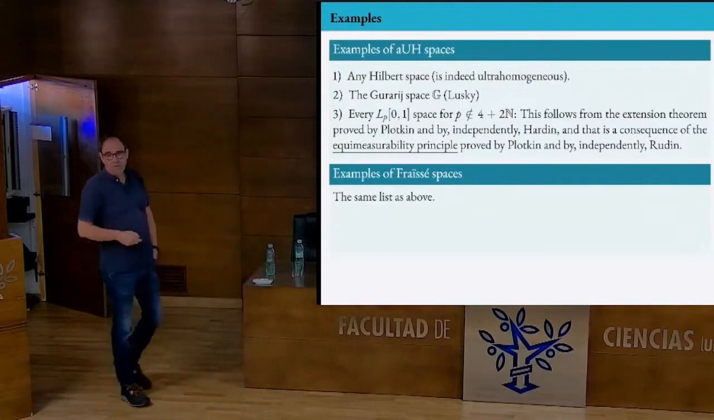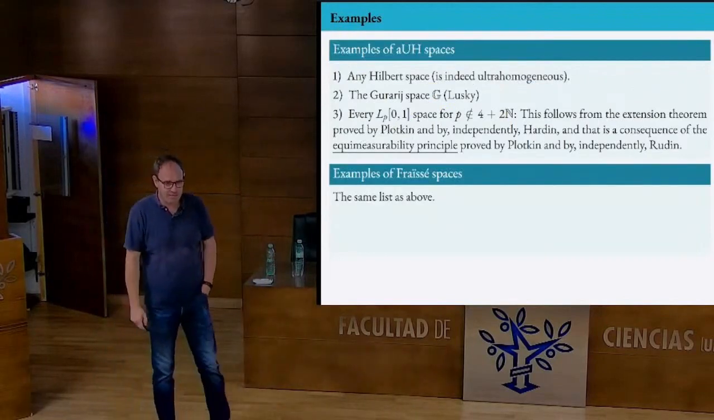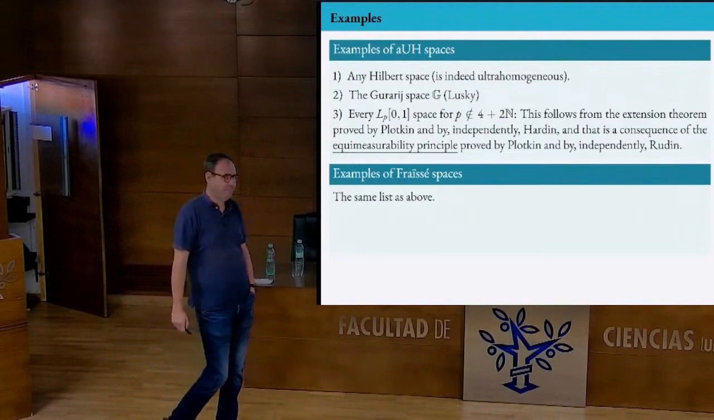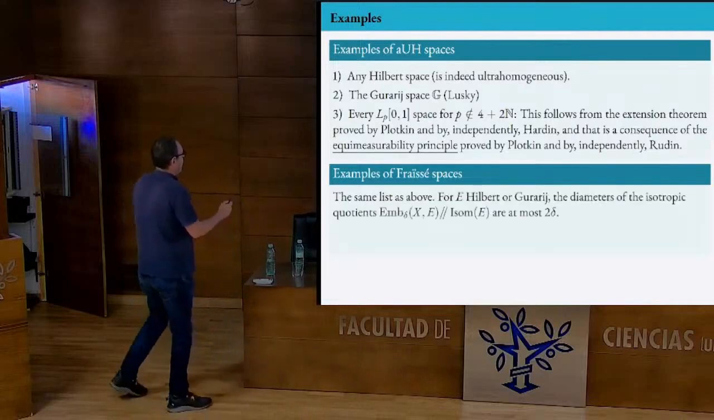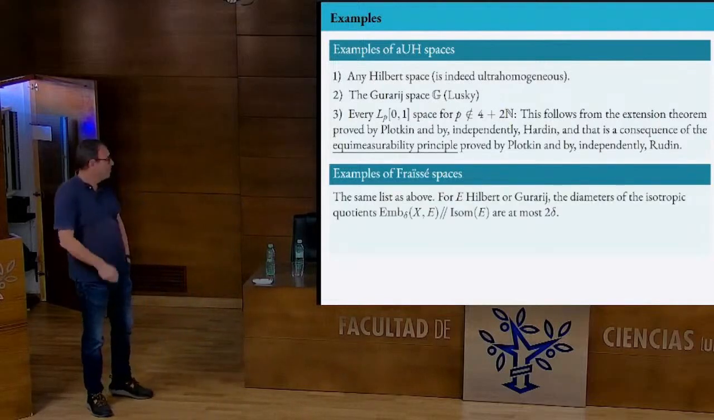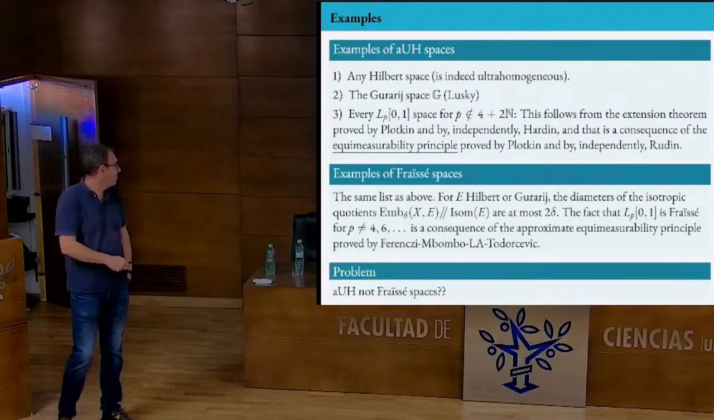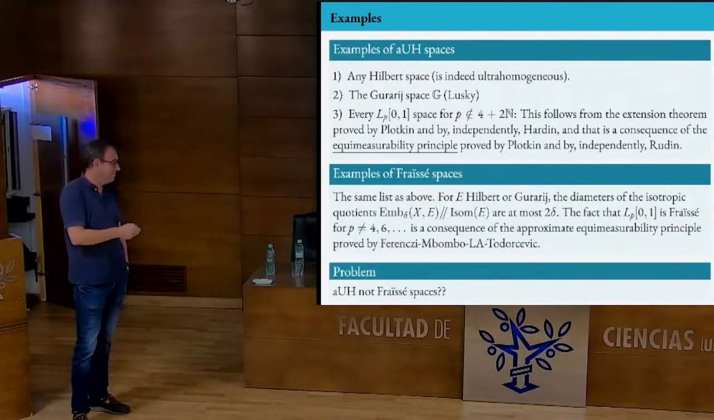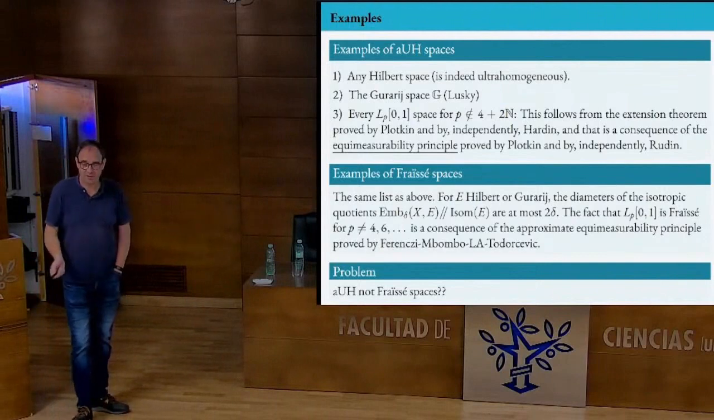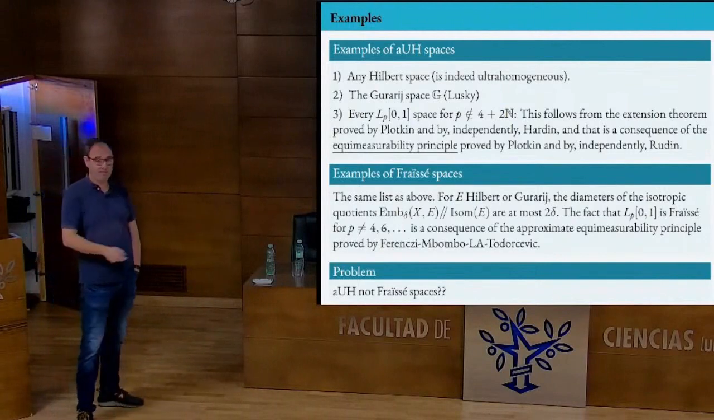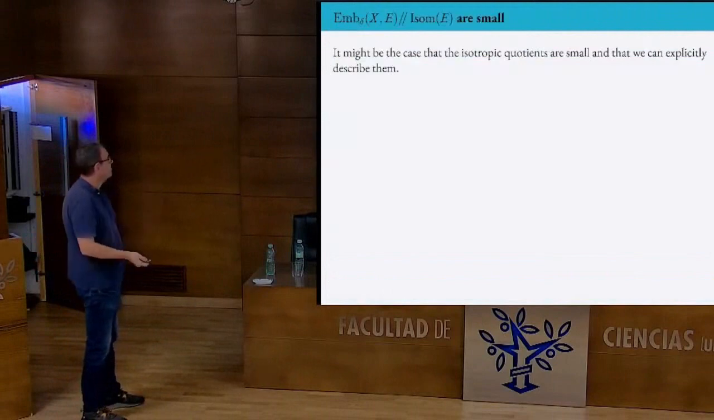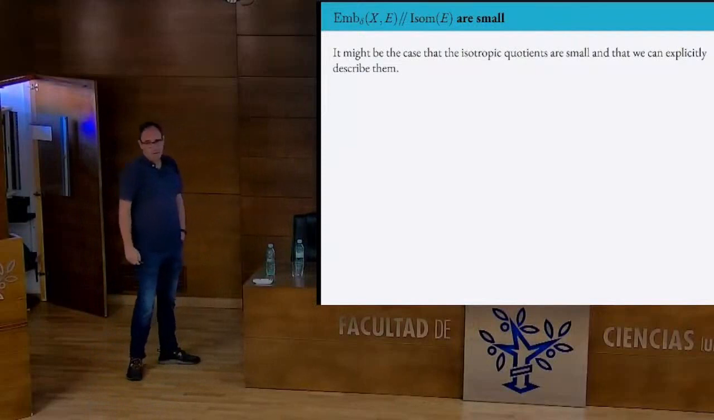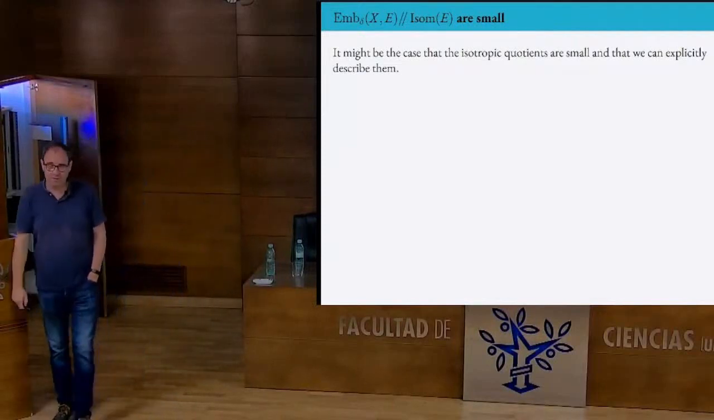And if p is 4, 6, 8, and so on, it is not true. Okay, so Fraïssé spaces are the same because we don't know more than what we know. This is the whole list of spaces known to be approximately ultrahomogeneous, of Fraïssé type. It is the same in this context because we don't have more. Okay, so we know what we know, and now let's move a little.